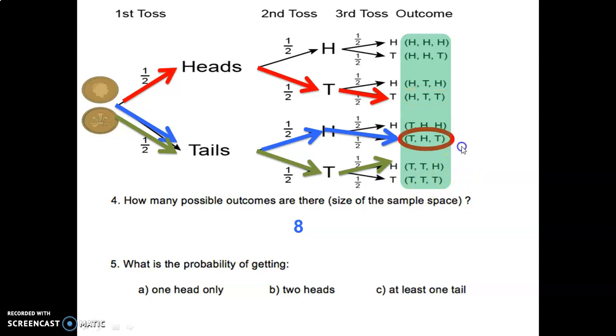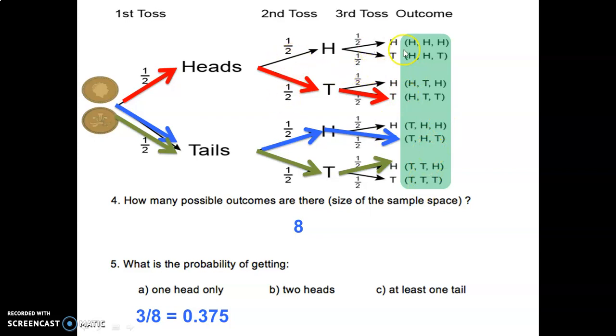So you can see at the end of each path, this one was head, tail, tail, so 1 head only. The second one was tail, head, tail, 1 head only again, and this last one also tail, tail, head, so 1 head only. So we see 3 paths that lead to 1 head only, and that means our probability of getting 1 head only is 3 paths out of 8.